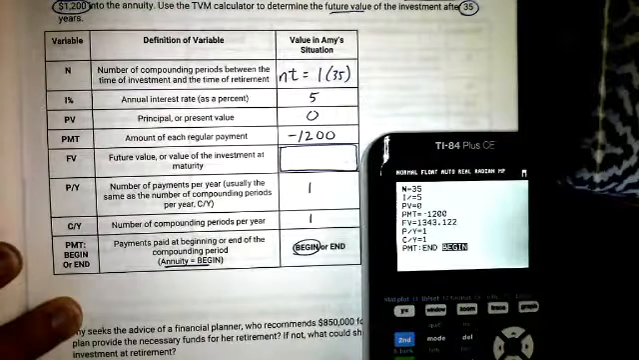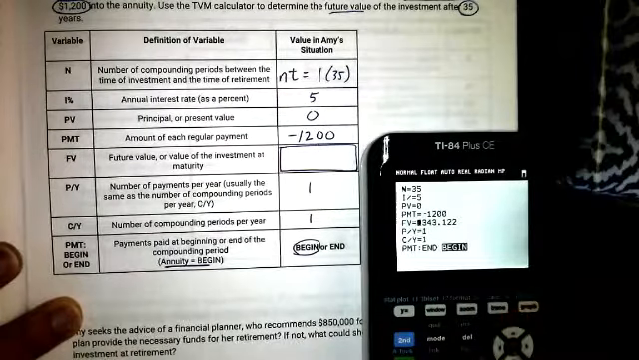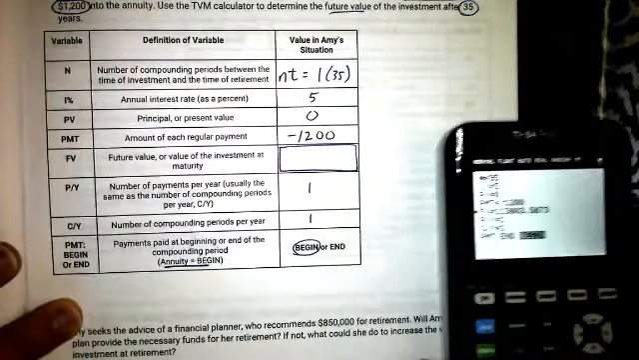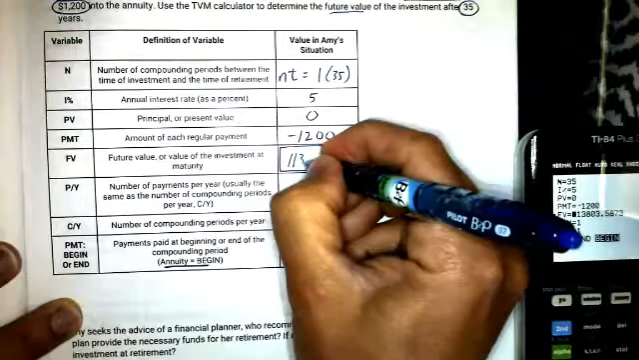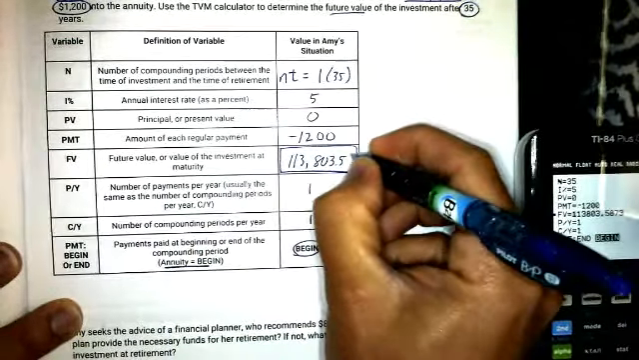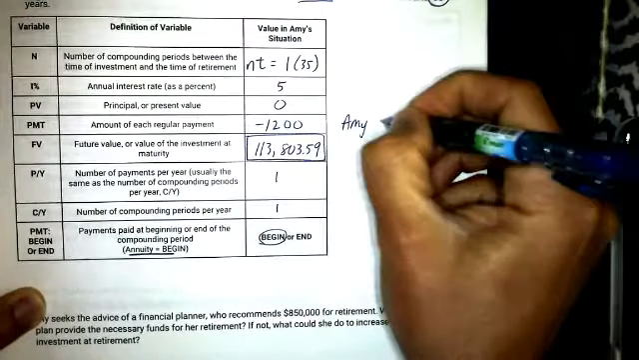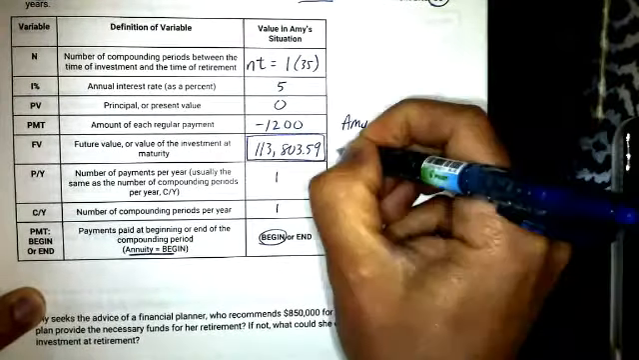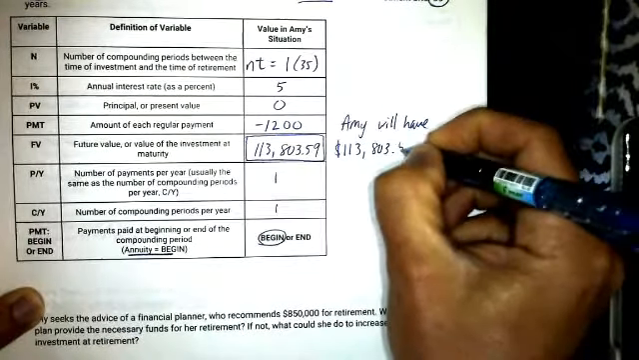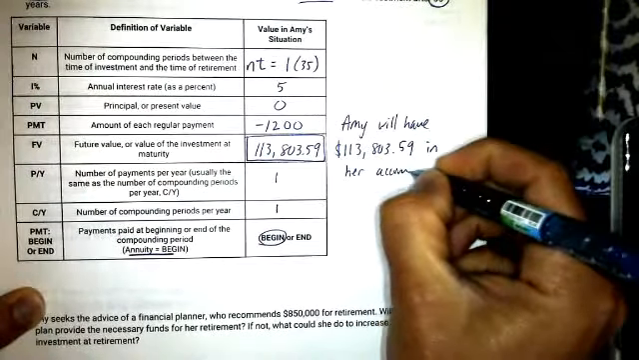And so she'll have just over $100,000. So Amy, let's write a sentence for that. Amy will have $113,803.59 in her account after 35 years. That's not a bad amount of money to have after 35 years.